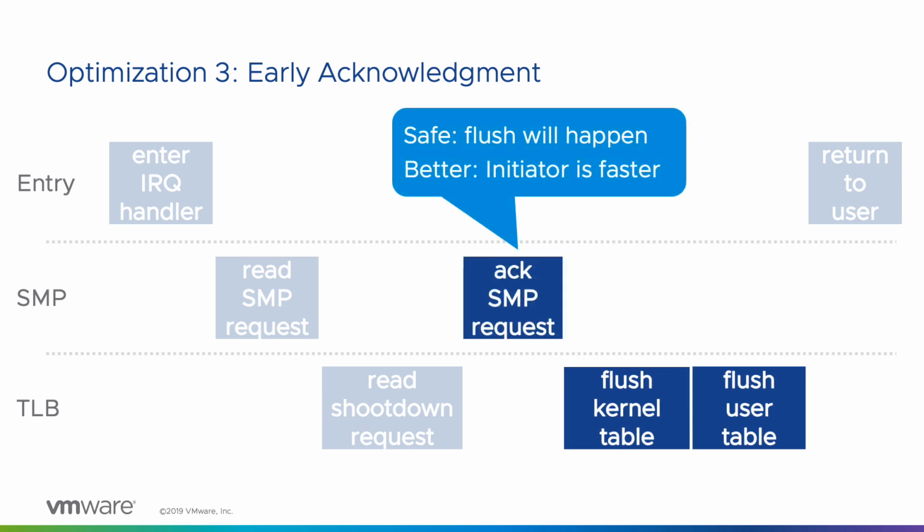We therefore perform what we call early acknowledgement. We acknowledge that the TLB shootdown request was completed before flushing actually took place. This is safe and allows the initiator to complete the shootdown faster.